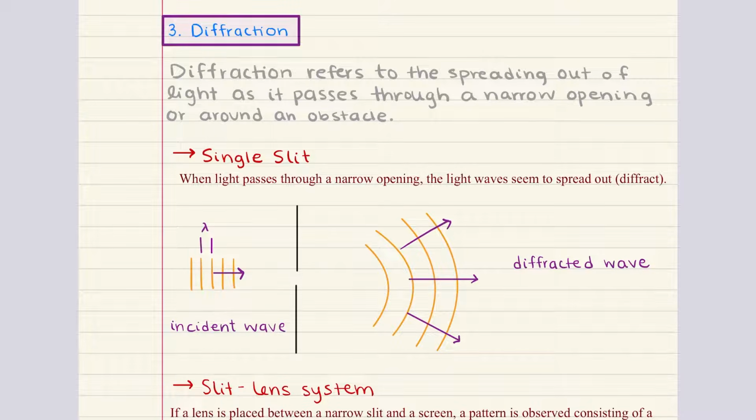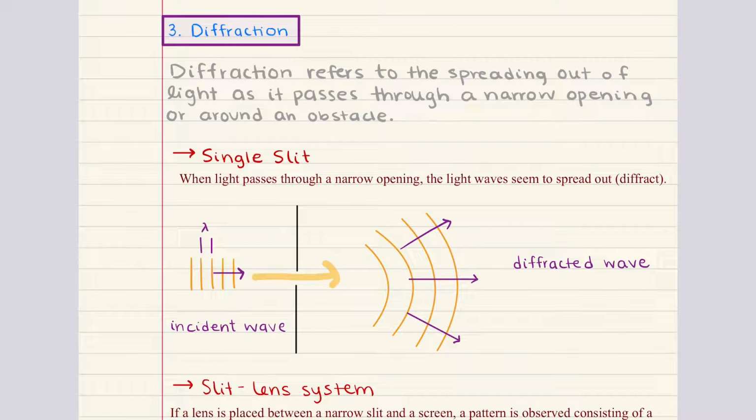Diffraction is the phenomenon where light spreads out when it passes through a narrow opening or around an obstacle. This spreading effect is due to the wave nature of light. When light waves pass through a slit, they don't just continue in a straight line. Instead, they spread out in various directions.